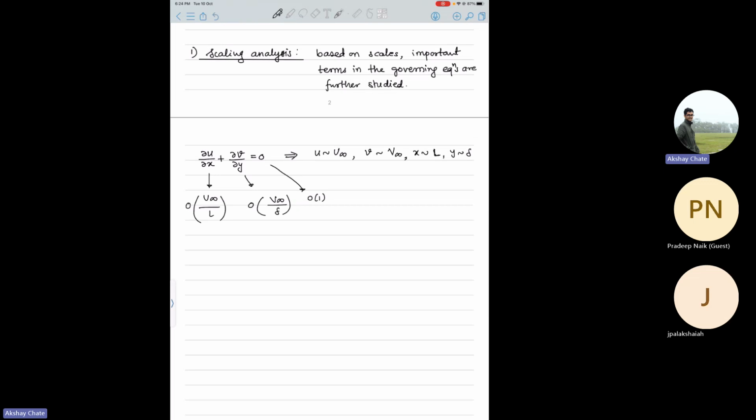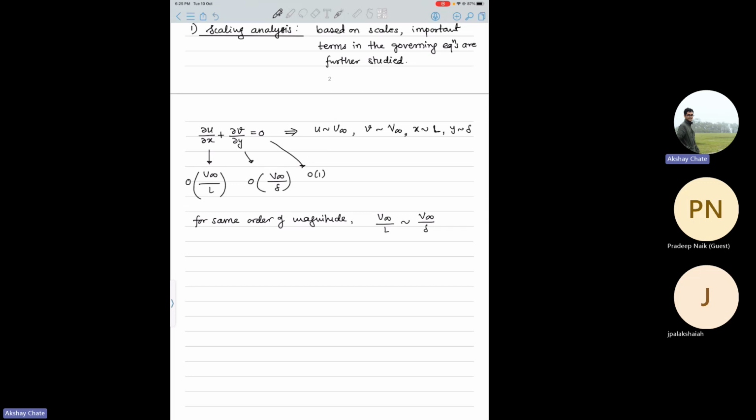Based on the basic laws of physics or the governing equations, or dimensional analysis, whichever you want, these terms should be of the same order of magnitude. That will happen only when your u infinity by L becomes more or less similar to v infinity by delta. Then only these two terms will be of the same order, otherwise they won't be. If you solve, you get a scale for v infinity which is u infinity into delta by L.